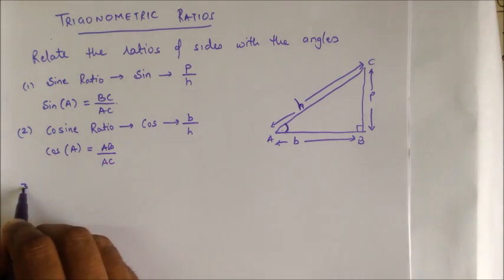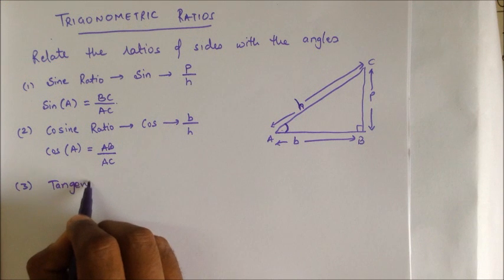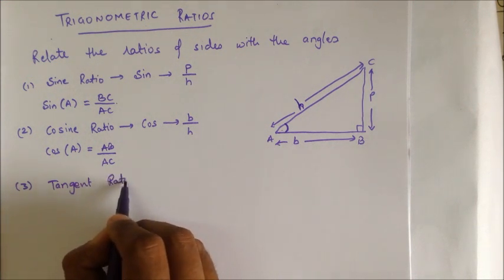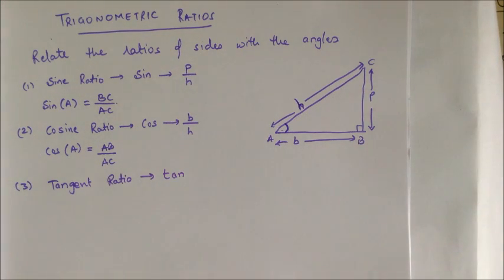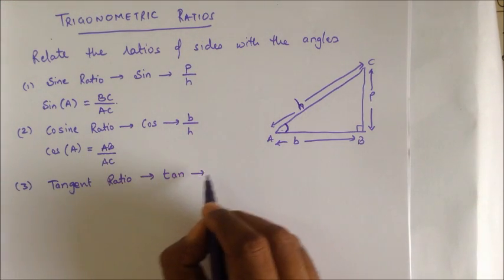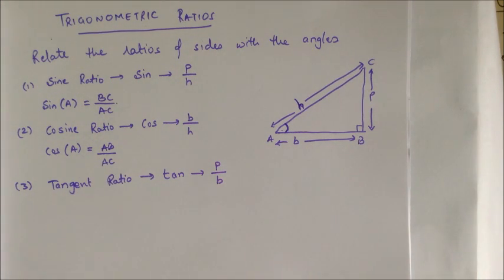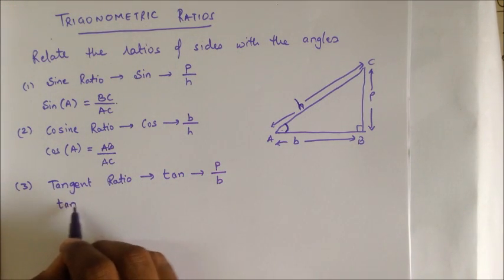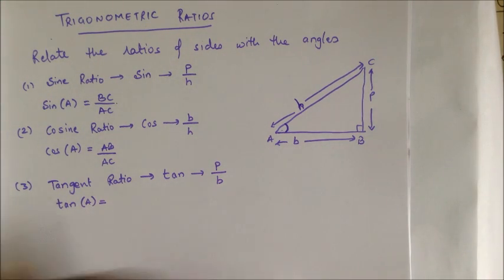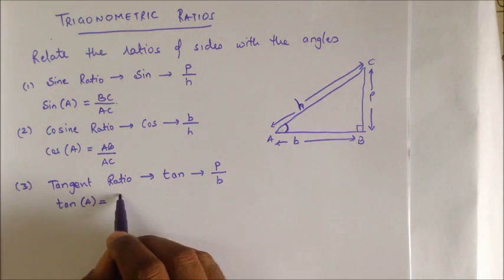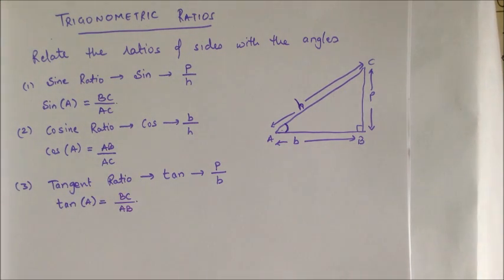The third ratio is known as the tangent ratio. In short form, it is written as tan. It is the ratio between the perpendicular and the base. Therefore, tan of A would be equal to the perpendicular for angle A, which is BC, and the base, which is AB.